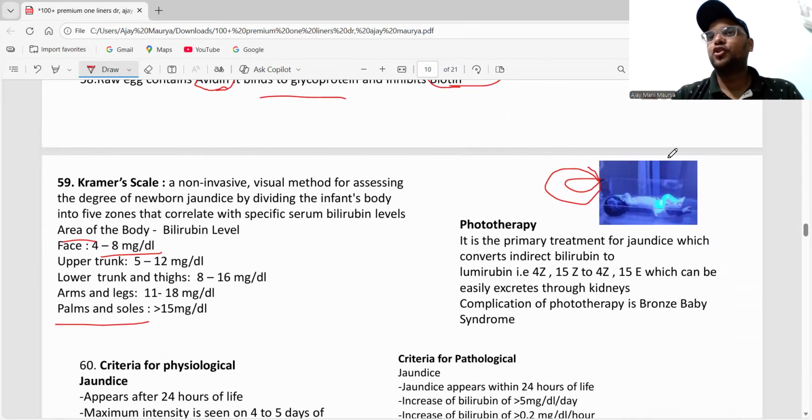So what is this one? This is phototherapy. What happens here? This will convert the bilirubin into lumirubin, which can be easily excreted through the kidneys. What is the complication of the phototherapy? It is bronze baby syndrome.